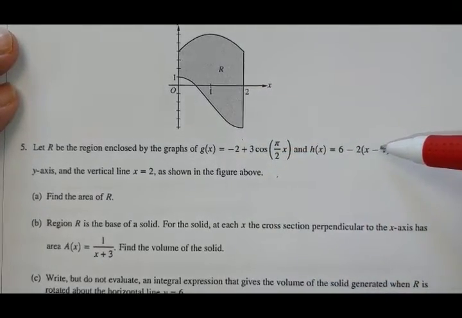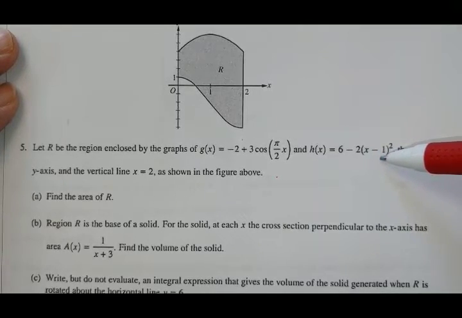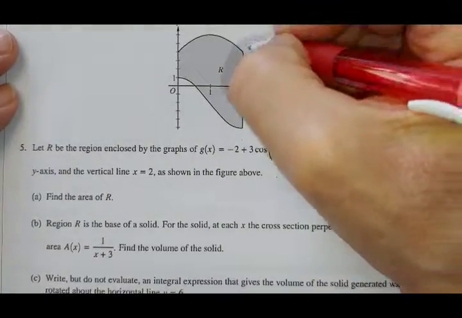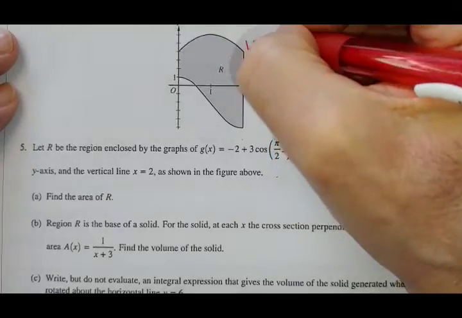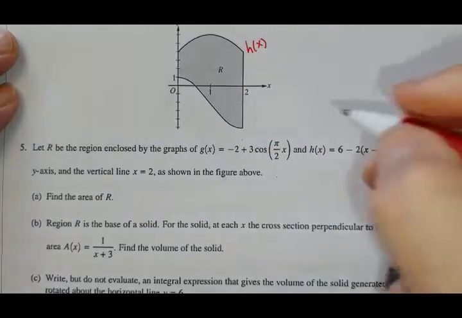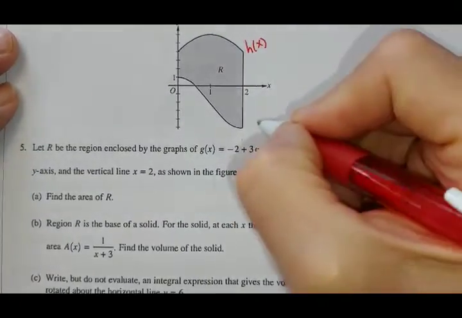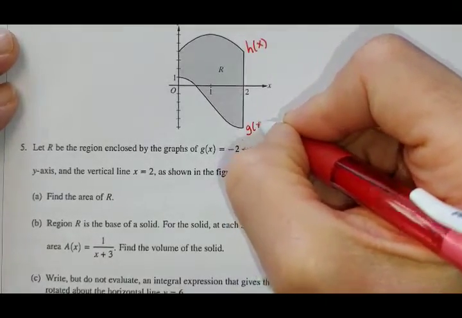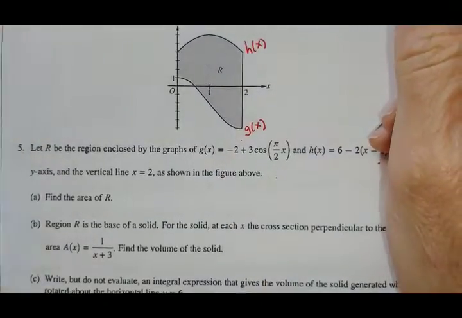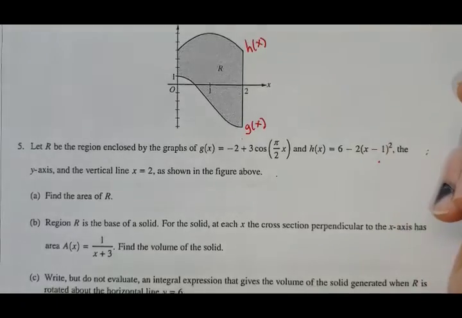The parabola is going to have a vertex of positive 1 and up 6. So this graph is h of x, and this graph down here is g of x. That's going to be really important that we understand that. The vertical line x equal to 2.